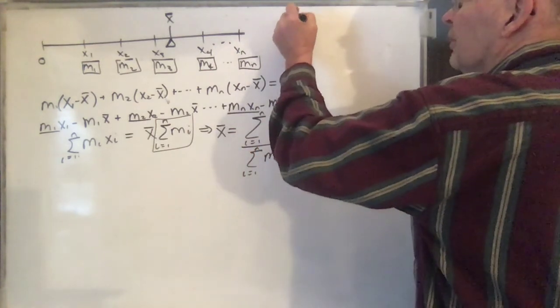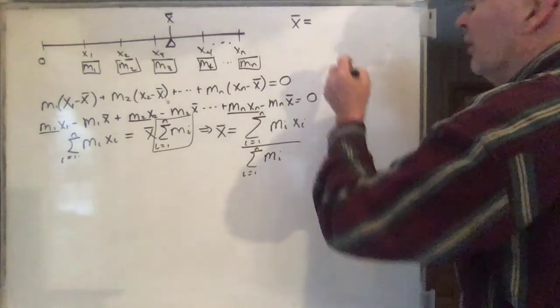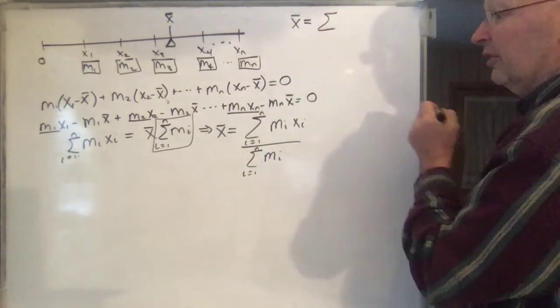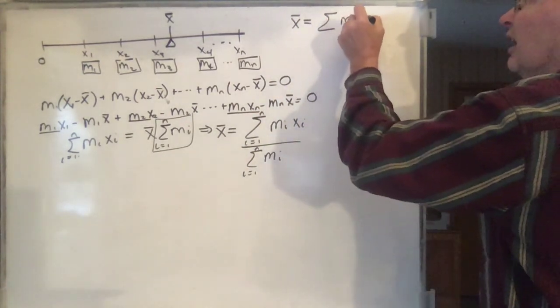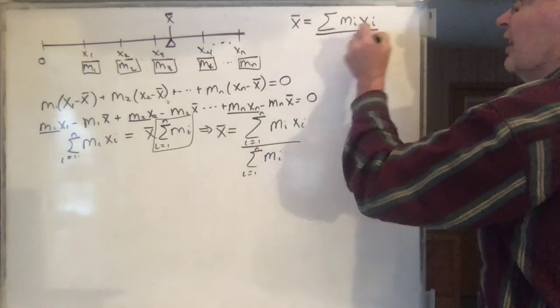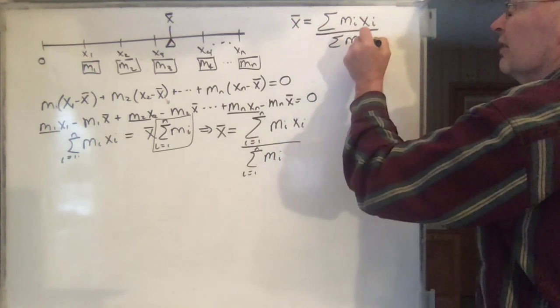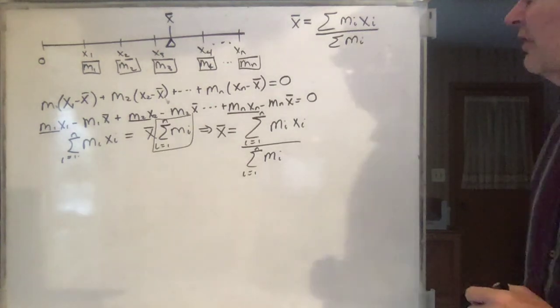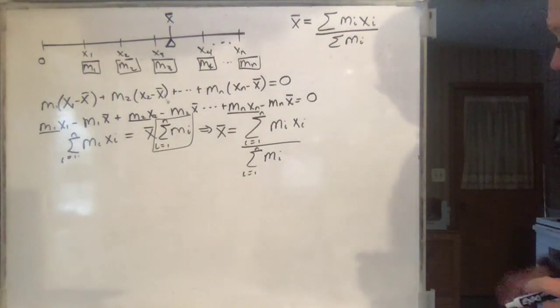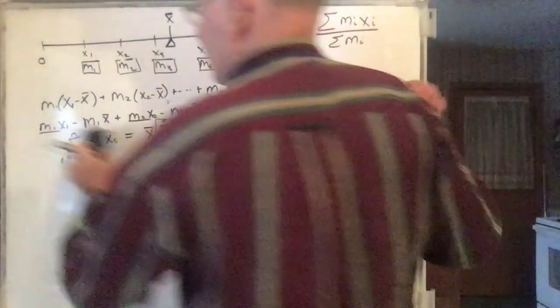Okay, so let's put that up here. There's our formula. It's the summation of mi xi divided by just the summation of mi. I'll skip all the notation there. Okay, so let's do an example.